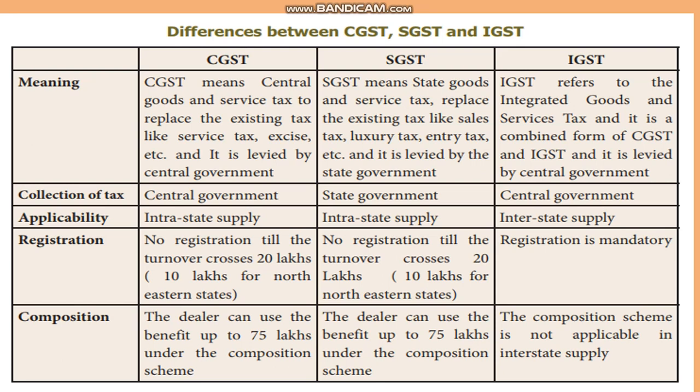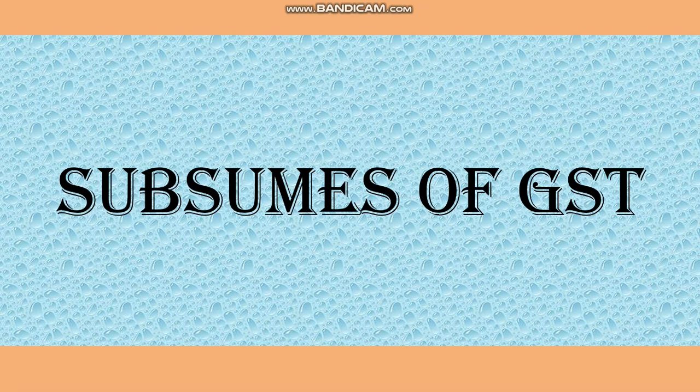For IGST, even if the sale between states is only 10,000, registration is mandatory. Composition. The dealer can use the benefit up to 75 lakhs, presently 1.5 crore, under the composition scheme, where the composition scheme is not applicable for IGST.